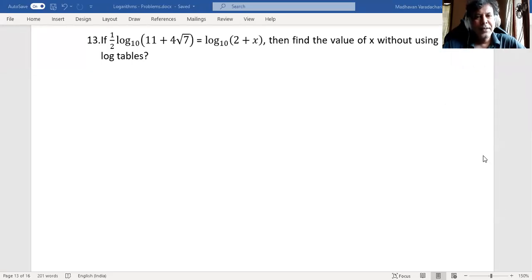Hello everyone. This is in continuation to the various numerical problems we are doing in logarithms. The next problem is: if half times log of (11 plus 4 root 7) to the base 10 is equal to log of (2 plus x) to the base 10, then find the value of x without using log tables. So let's proceed with this.